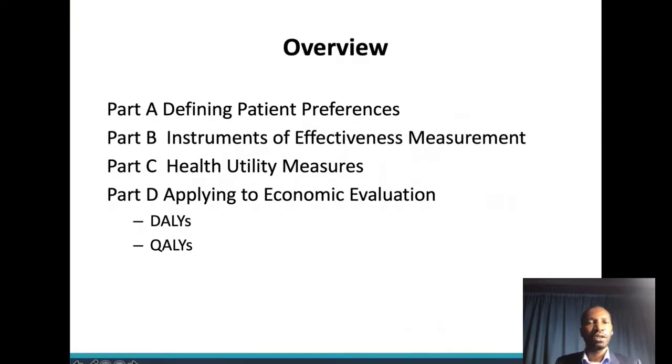So today we will discuss how to define patient preferences. We'll also discuss instruments and effectiveness measurement. In part C, we'll discuss health utility measures. And then finally, in part D, we'll apply these notions to economic evaluation. We'll particularly explore the concepts of DALYs, disability adjusted life years, and the concepts of QALYs, the quality adjusted life years.